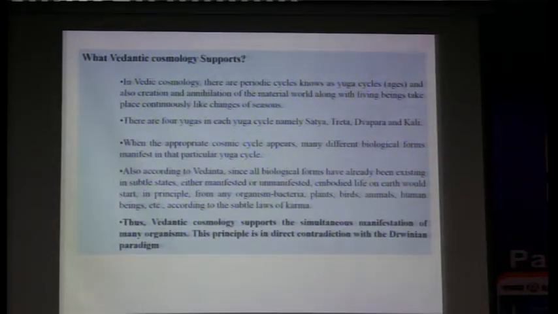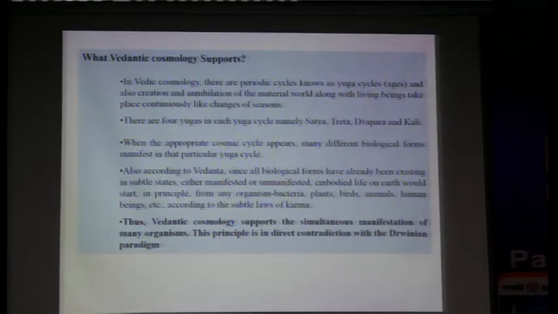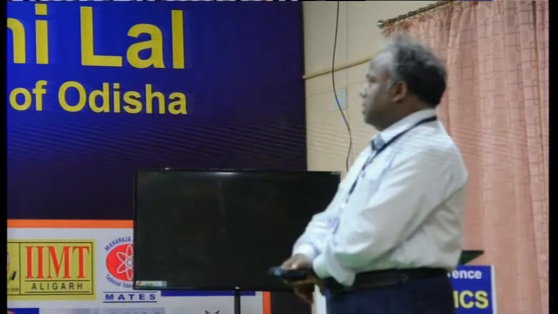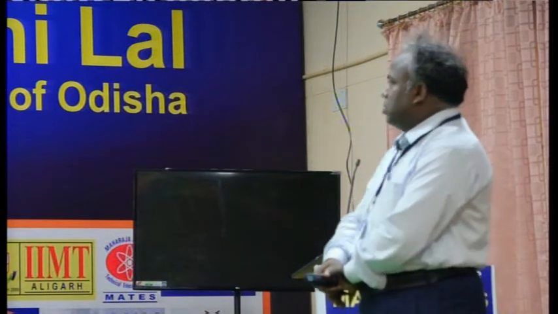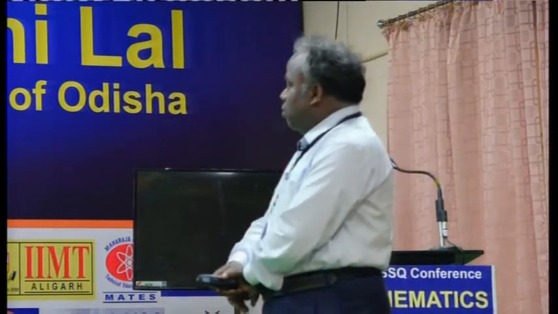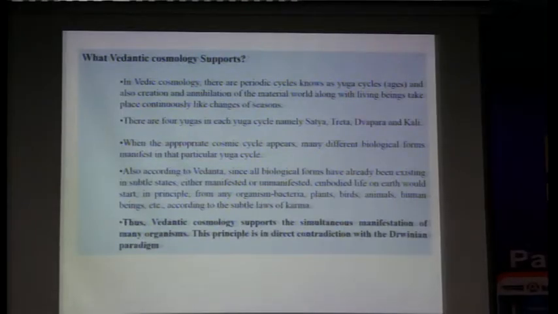So what does Vedantic cosmology support? In Vedic cosmology, there are periodic cycles known as the yuga cycle, ages, and also creation and annihilation of the material world along with living beings takes place continuously, like changes of seasons. There are four yugas: Satya, Treta, Dwapar, Kali. When the appropriate cosmic cycle appears, many different biological forms manifest in that particular yuga cycle. Also, according to Vedanta, since all the biological forms have already been existing in subtle states, either manifested or unmanifested, embodied life on earth would start in principle from any organism, bacteria, plants, birds, animals, human beings, etc., according to the subtle laws of karma.